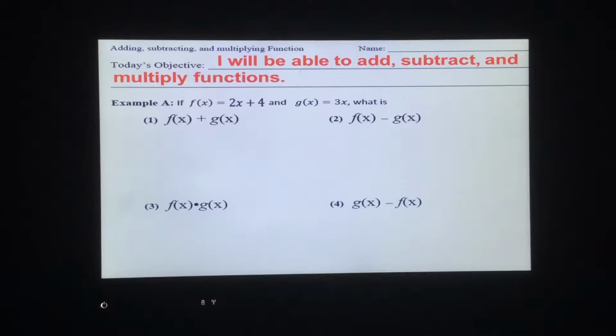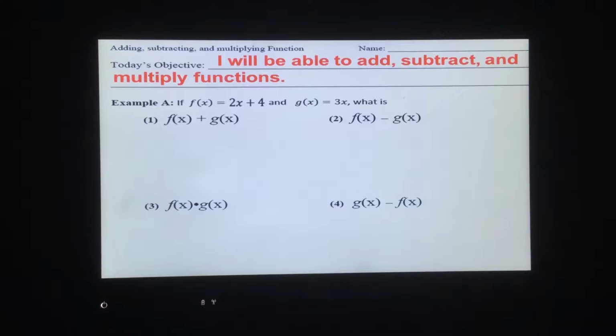Today is day 2 of the functions unit, and today we're going to be adding, subtracting, and multiplying functions. To tell you the truth, this is going to be a really easy lesson, because you already know how to add, subtract, and multiply polynomials. It's pretty much the same thing, just now in function notation. So we're going to do these first 4 together, so just follow along right now.